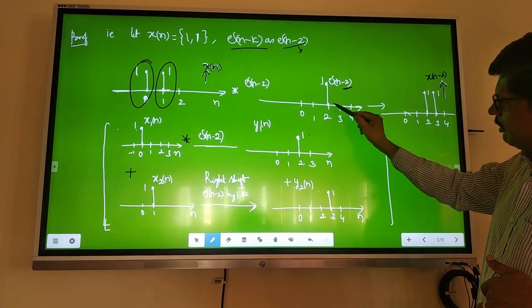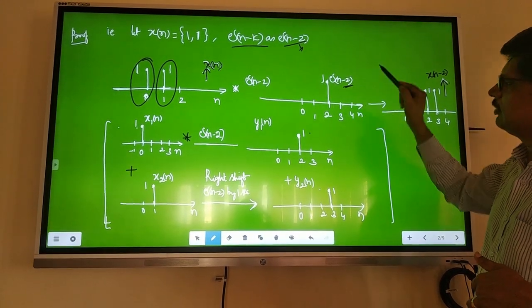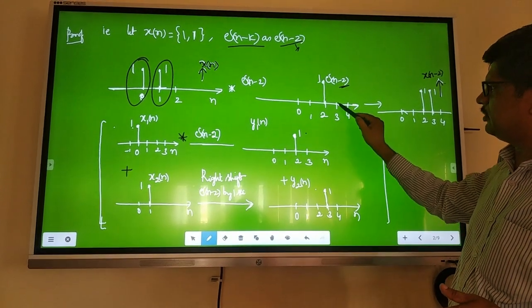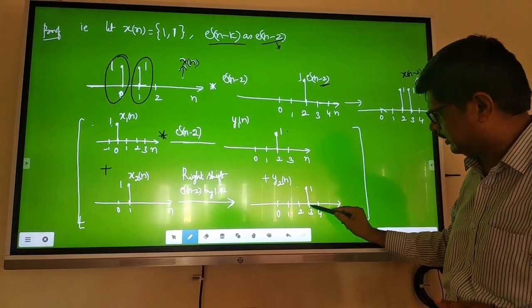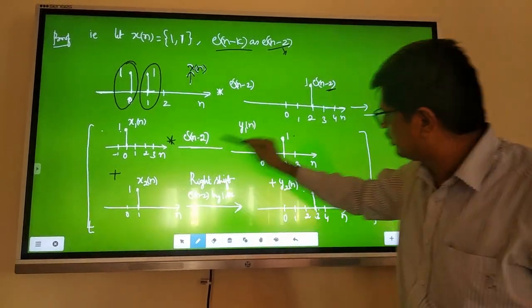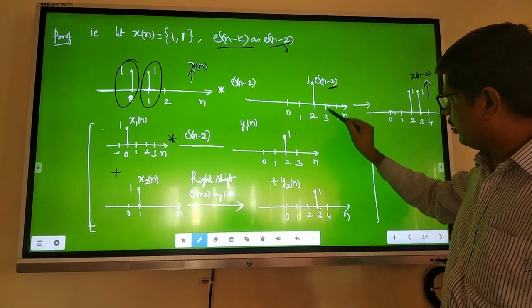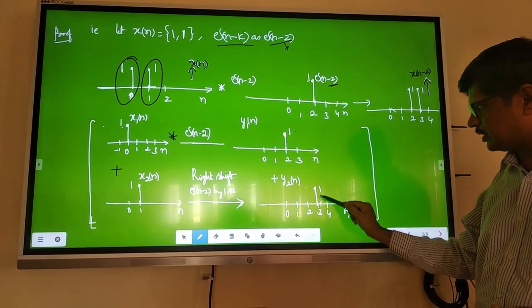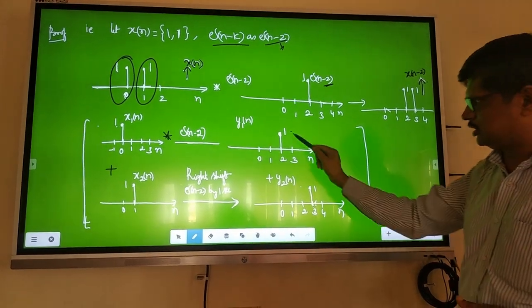Your delta of n minus 2 shifted by 1 second means at 3 you will get 1. At 2 you will not get anything. At any other point you will not get anything. Then your output starts at 3. Now multiply that shifted sequence with this sequence. At 3 you will get 1, and 1 into 1 is 1. That is why you are getting y2 of n as only 1 at 3.